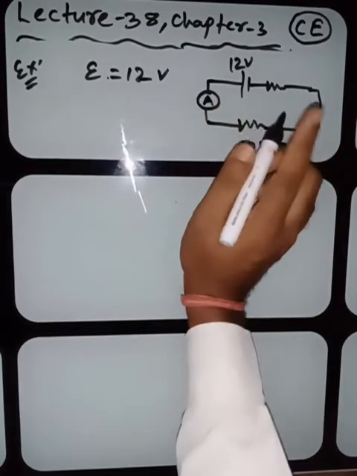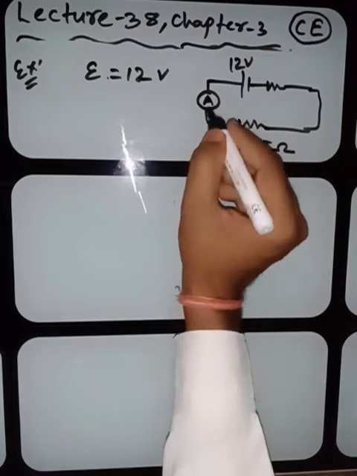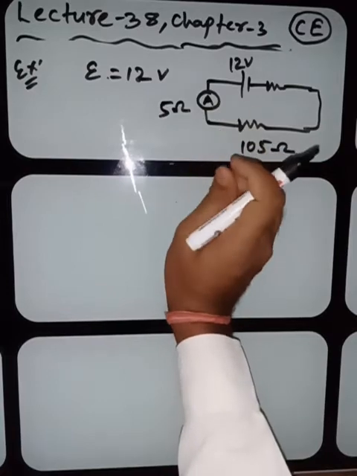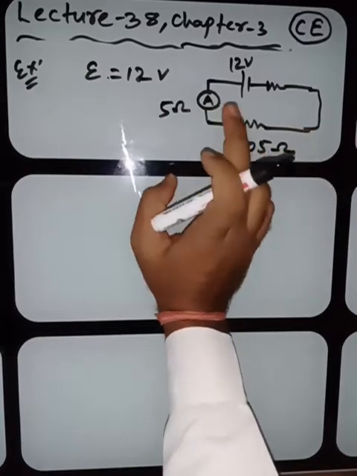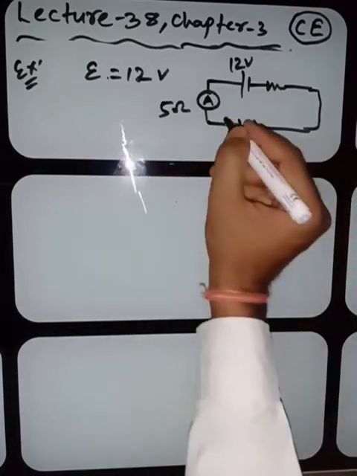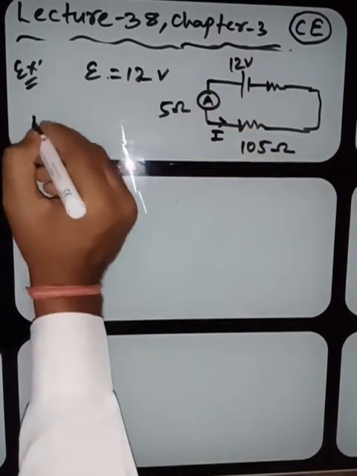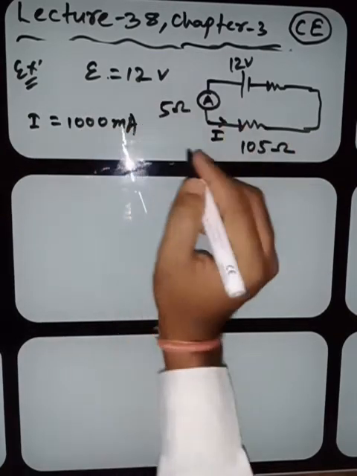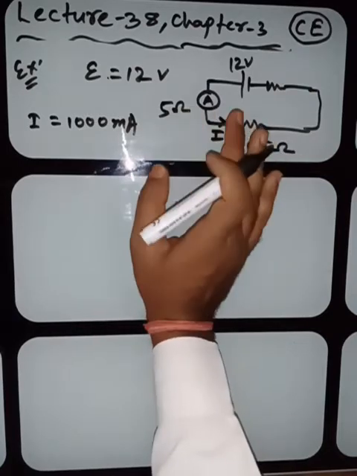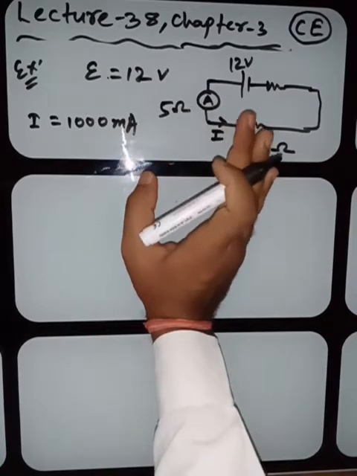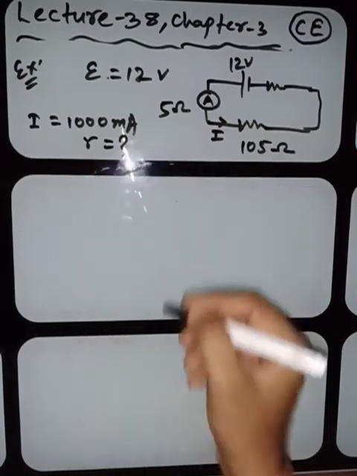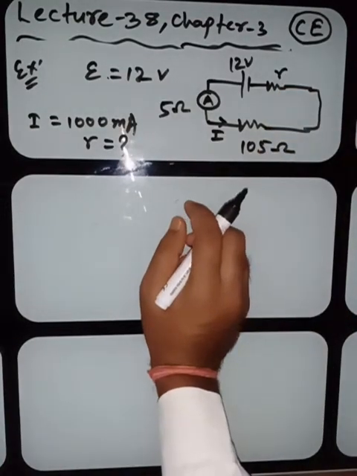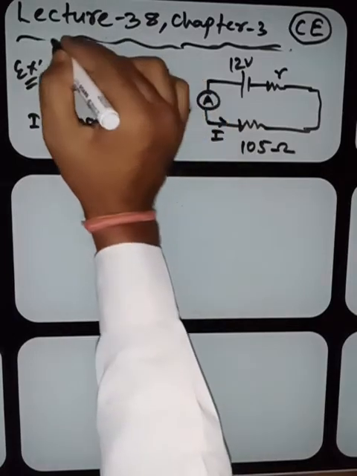An ammeter is connected, and the resistance of this ammeter is 5 ohm. Now the interesting thing: if the current flowing in this circuit, I, is 1000 milliampere, flowing through the circuit, then you have to find the internal resistance. Then r will be what? This is your question, my dear students, and this is the internal resistance.